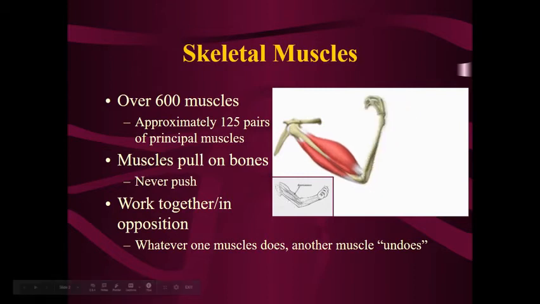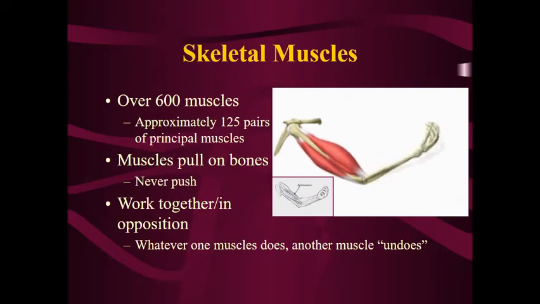So there are over 600 skeletal muscles in the body, and there's approximately 125 pairs of principal muscles or main muscles that we use on a regular basis. Muscles pull on bones, they never push. And like we said, with there being about 125 pairs of muscles, muscles often work together or in opposition with each other. And that's because whatever one muscle does, another muscle has to undo. And that's mainly because muscles can only pull.